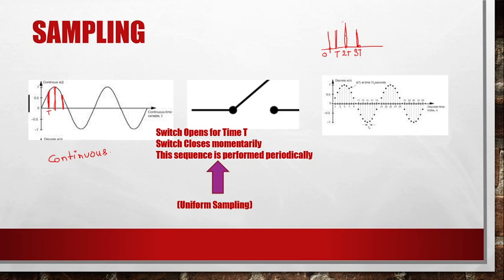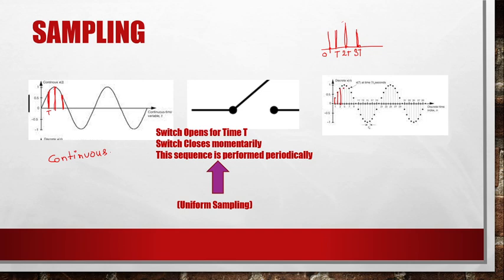I am not getting all the information continuously with respect to time; rather, I am getting some values with respect to time. Here I have tried to show you that it has been sampled. So this phenomenon is called sampling. After t, as I have told you, the switch opens for t time and the switch closes momentarily.